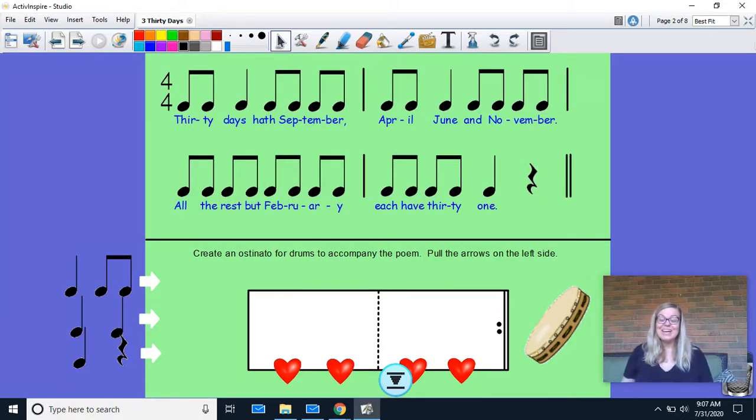How did you do? If you need to stop the video and go back and repeat the poem so you've got it, go ahead and do that now. The next thing that we're going to do is create an ostinato. An ostinato is a repeated pattern. It can be a rhythmic pattern or a melodic pattern. The one we're going to create is a rhythmic pattern that will make our poem more interesting.